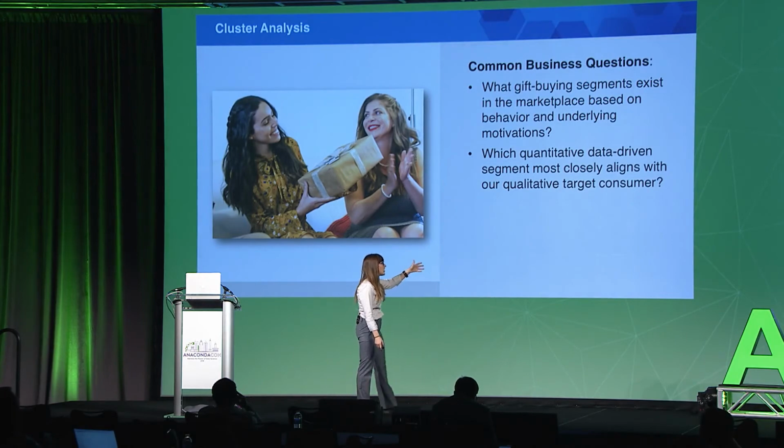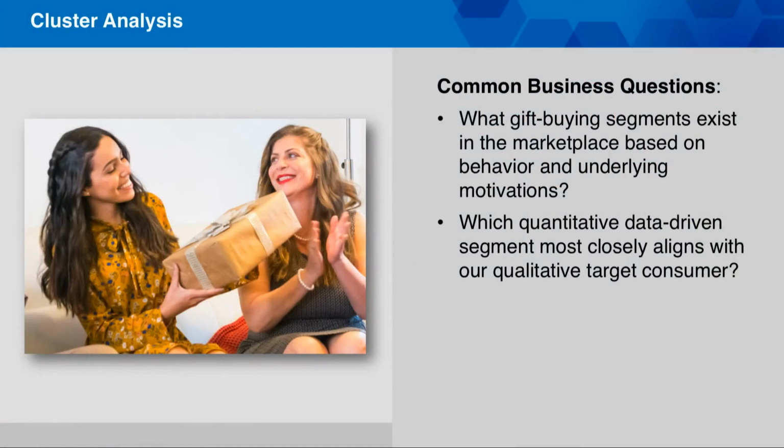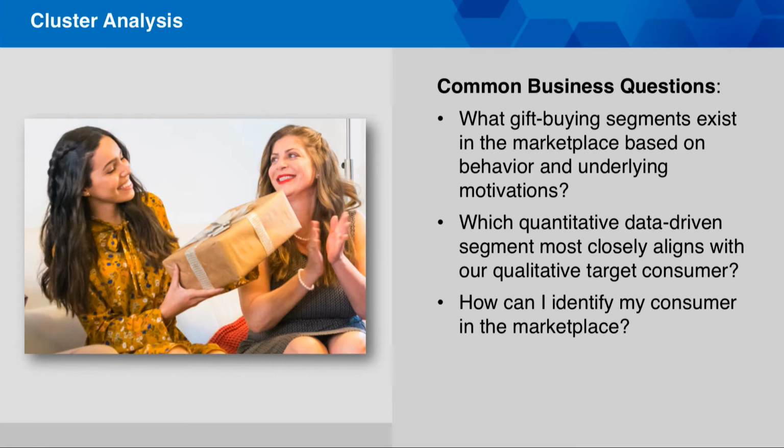They also wanted to know which quantitative data-driven segment more closely aligned with that qualitative consumer that they created as their ideal buyer. You can probably guess which one that was, but then they wanted to know how to use that to test. And so one of the things we did was help them identify that consumer in the marketplace. We used a decision tree, and we were able to, with only one survey question, identify their consumer with 70% accuracy. With one question, they could identify if they were speaking to Maria or not, and they could test their product development that way.